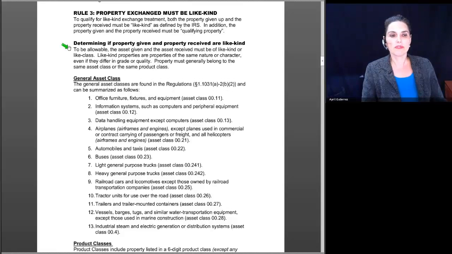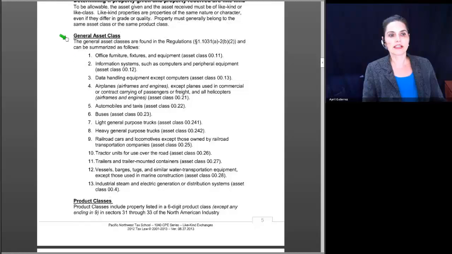Well, to be allowable, the asset given up and the asset received must be of like kind or of like class. Like-kind properties are properties of the same nature or character, even if they differ in grade or quality. Property must generally belong to the same asset class or the same product class. And here are general asset classes, and you can find these general asset classes in the regulations under Section 1031, and they are summarized as follows.